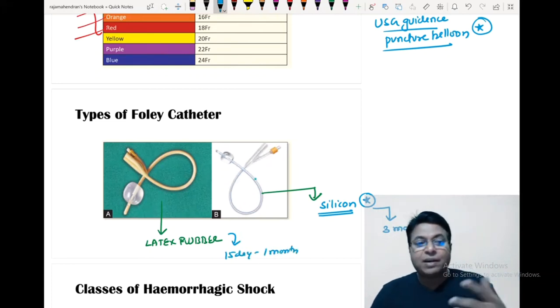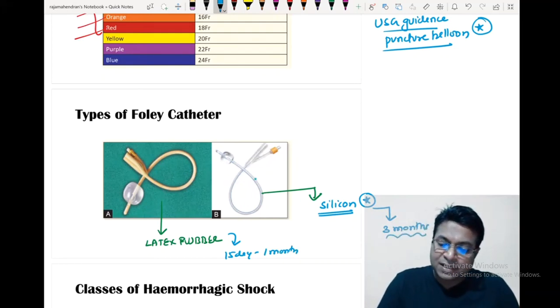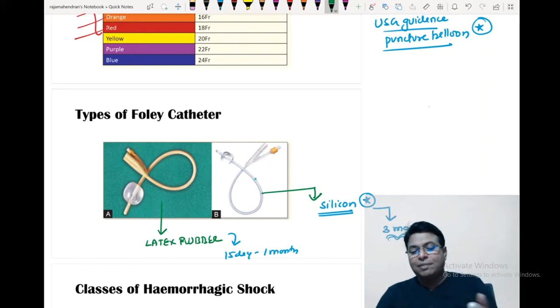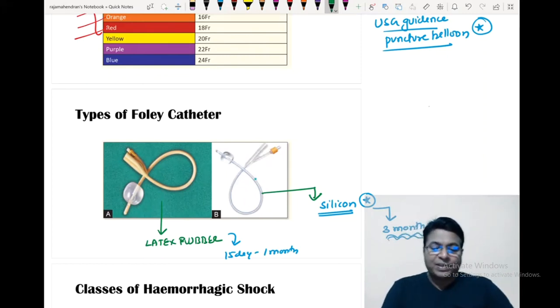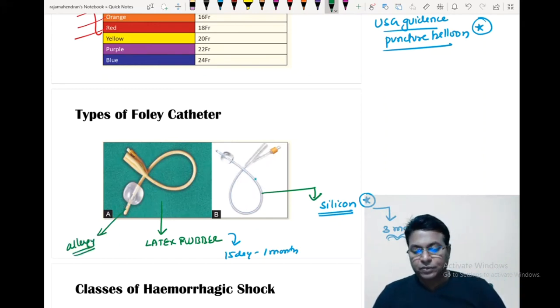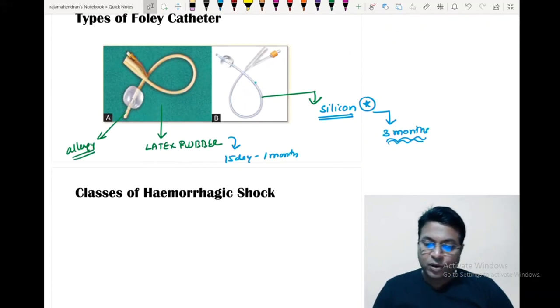Otherwise, we have to change the catheter very frequently. But 3 months it can be used for silicone catheter. So for people who are having a long-term catheter, they will be using silicone catheters. And the problem with latex rubber is that latex allergy can happen. Allergy is seen with latex rubber catheters. So these are the most important points from Foley's catheter.